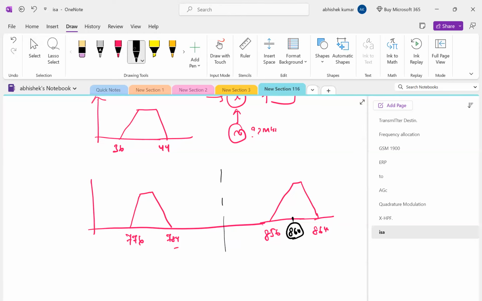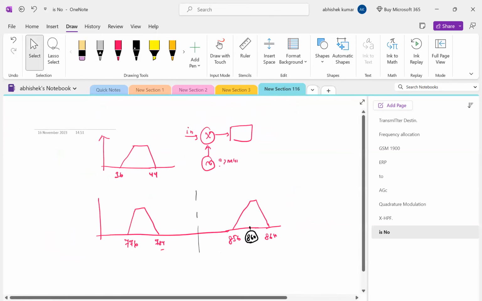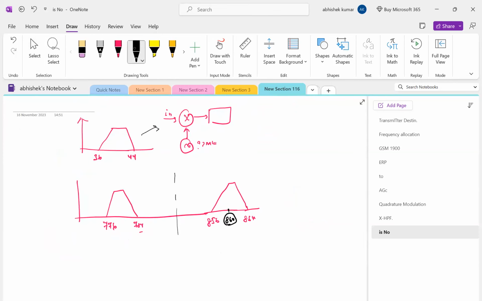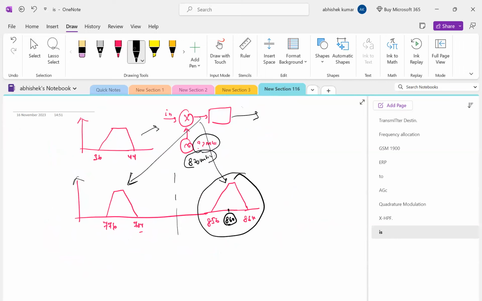Are you getting my question or not? This is my input signal. I am multiplying this signal with the 820 megahertz local oscillator. I will get these two signal components at this point, right? Now they are telling that at the output we want only this signal component. So can you tell me which filter I will use?